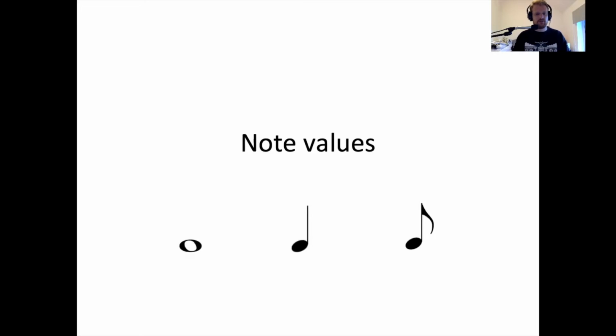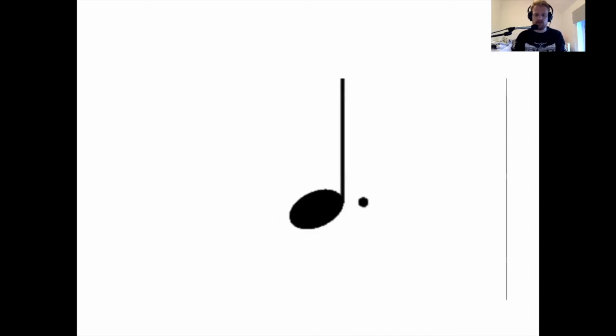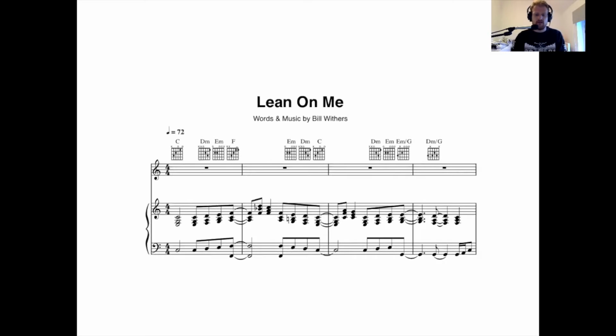So this is just a little video of an introduction to note values. And the aim is to help you understand the difference between musical notes. Understand the difference between one that looks like this to one that looks like this, perhaps. Understand what this means. And then we're about to look at a piece of music such as this and have a better understanding of how we might go about playing it.